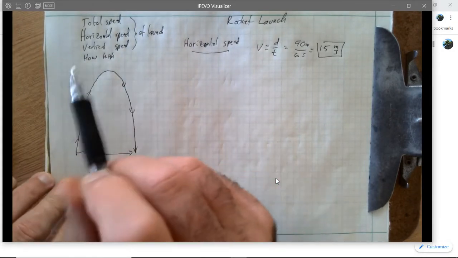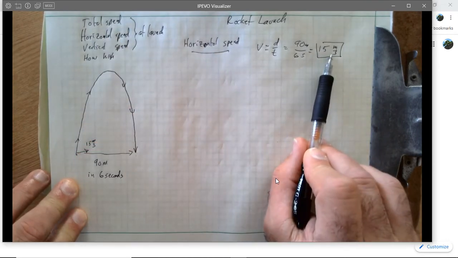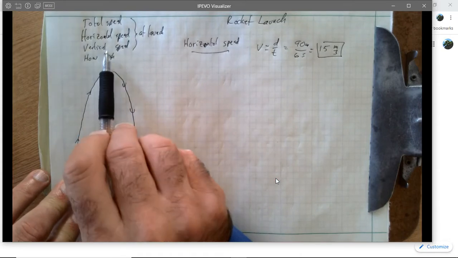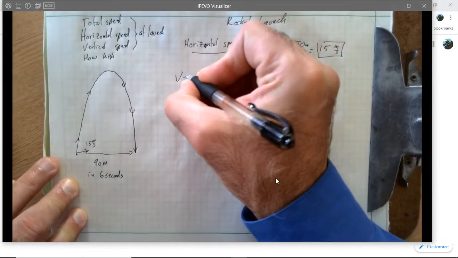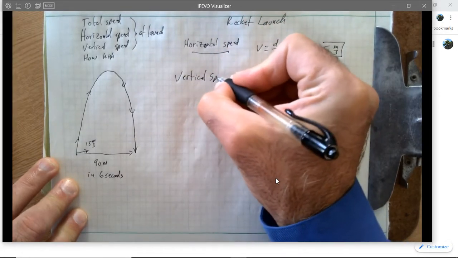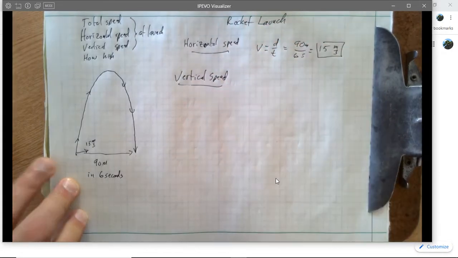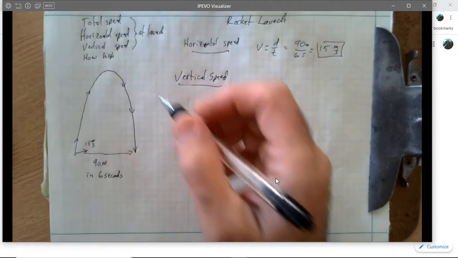Now to get the total speed, we have to know the horizontal component and the vertical component. So we're going to have to do this one next. For the vertical speed, this takes some physics. We actually have to think about what's going on in the real world to be able to know what math to do. So here's, well, actually I can use this diagram right here.